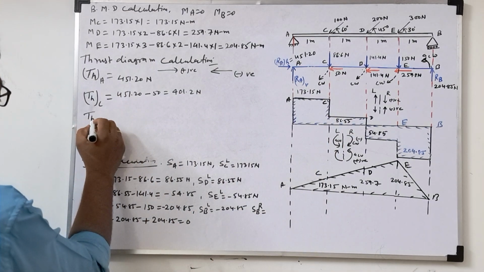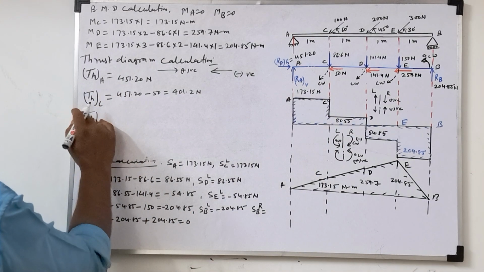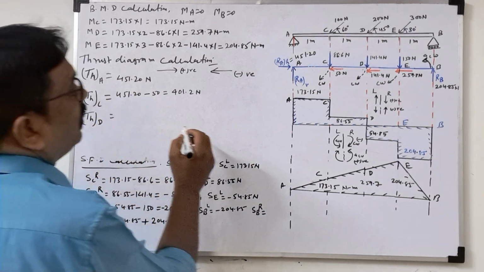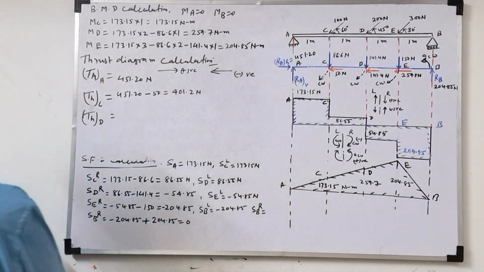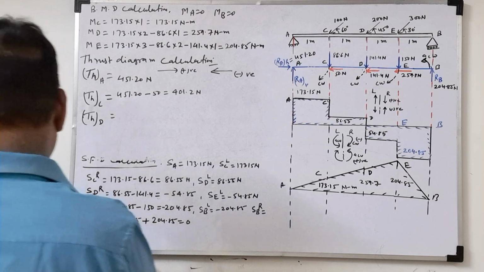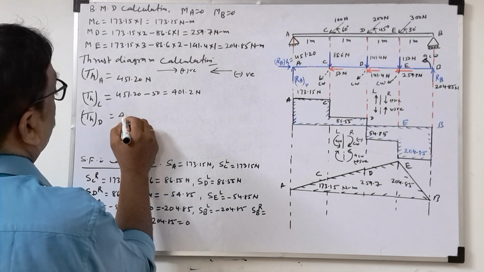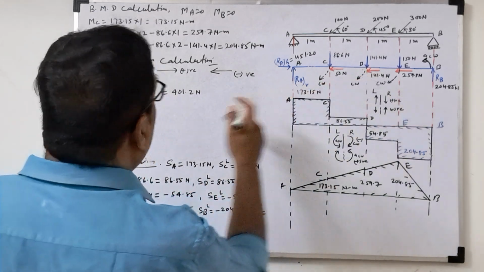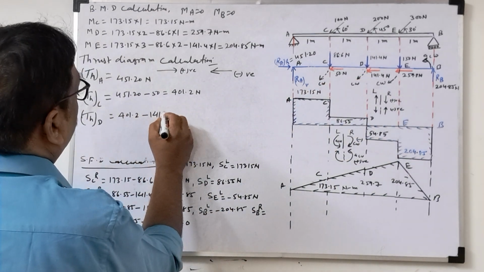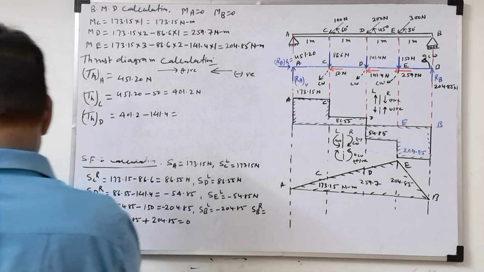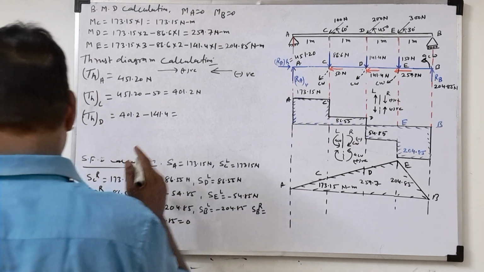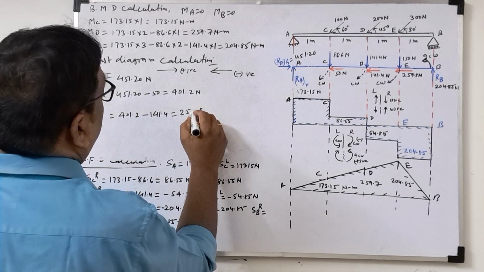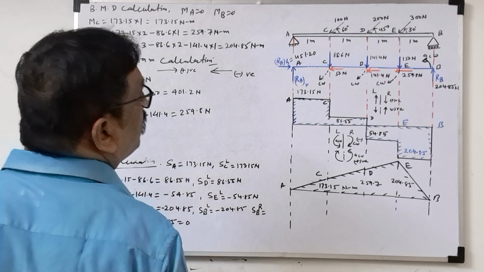Now thrust force at D. I am writing T with horizontal, because thrust force exists only horizontally. So at D, how much will come? 401.2 minus how much is there? 141.4. So this comes to 259.8 Newton, the thrust force at D.